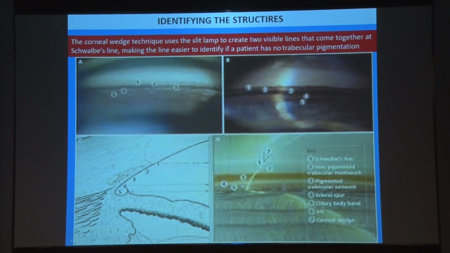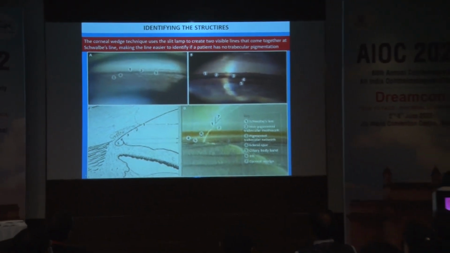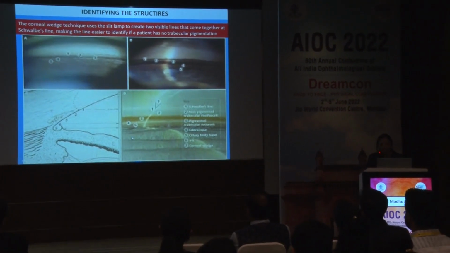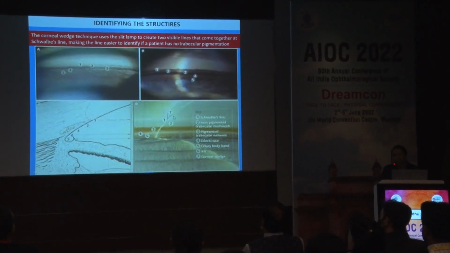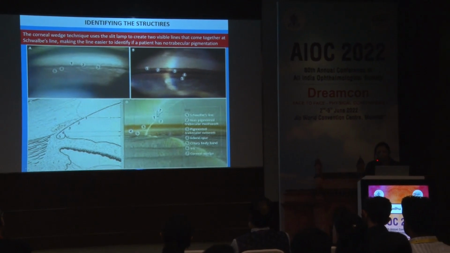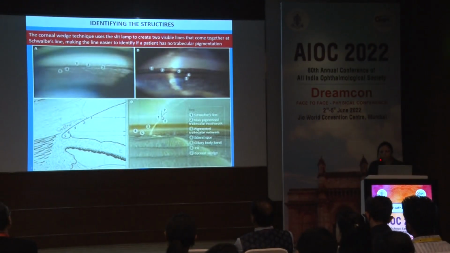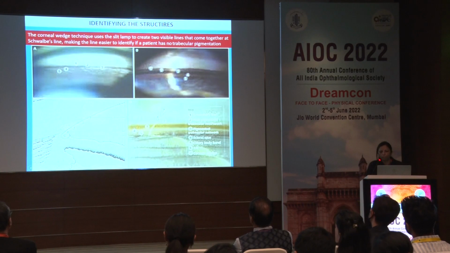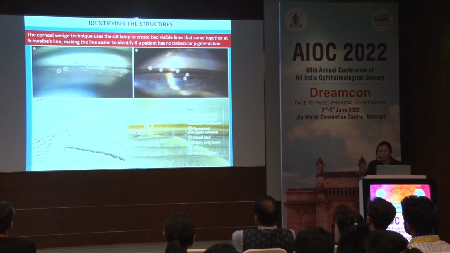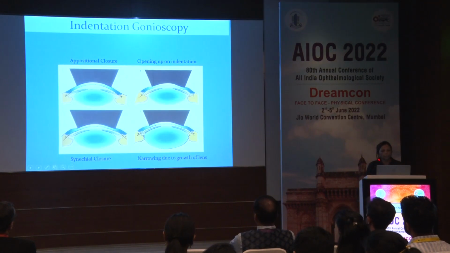I don't know whether you can see my pointer. Yeah, the scleral spur, and finally the ciliary body and the rest of it. So that's the easiest way to do gonioscopy. Form your corneal wedge and then make the two meet at the apex and immediately identify the Schwalbe's line. Following that is the trabecular meshwork. Following that is the scleral spur, and then finally the ciliary body.